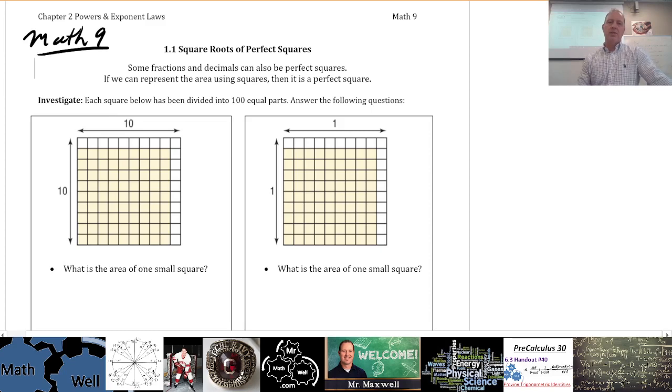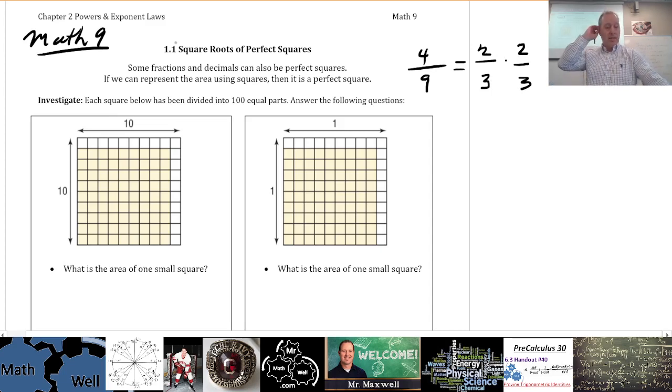All right, some fractions and decimals can also be perfect squares. So we talked about perfect square numbers. Those are easy, like 1 and 4 and 9, 16, 25, and all that. So those are easy to recognize, but also fractions can be. And we said something like this: 4 over 9 is a perfect square because it can be written as a multiplication of two fractions that are identical. So 4 over 9 is 2/3 times 2/3, or 2 squared divided by 3 squared.